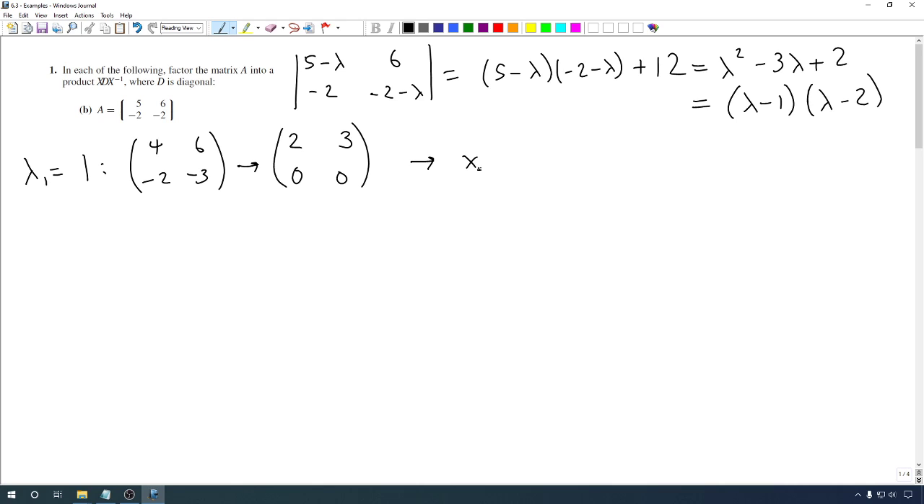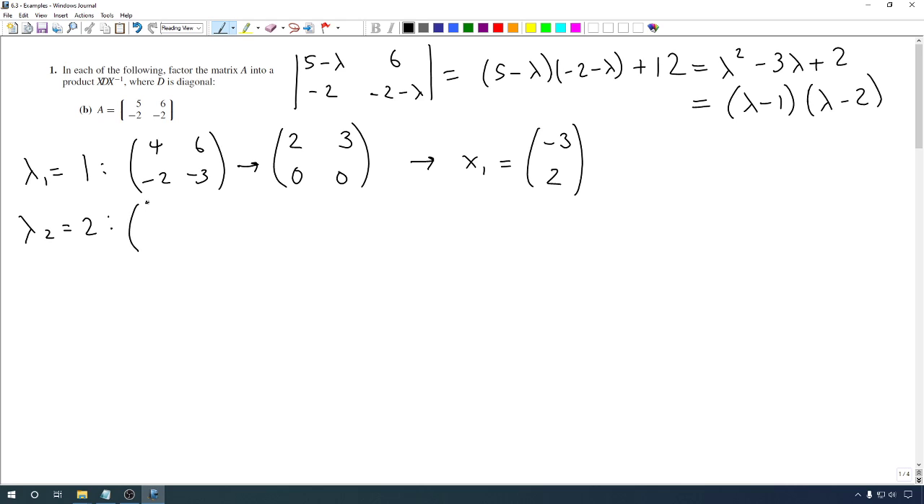That'll give us an x1. I'm going to pick 2 for our free variable, the second variable, so we don't have to divide by 2 later on. And that will leave us with a -3 for that first variable. So this is an eigenvector corresponding to the eigenvalue 1. Do the same thing for 2. So lambda 2 is 2. That's our second one from up here.